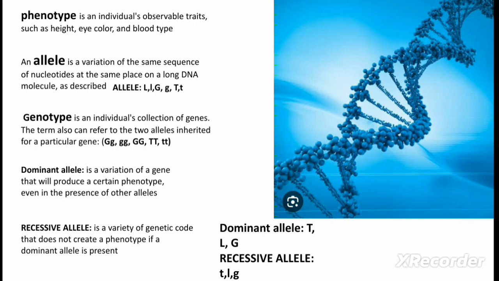The two alleles: we have a dominant allele and we have a recessive allele. A dominant allele is a variation of a gene that will produce a certain phenotype even in the presence of other alleles. So in simple terms, a dominant allele is just these capital letters. These alleles that are capital letters, those are dominant alleles, but we'll explain further. A recessive allele is a variety of gene code that does not create a phenotype if a dominant allele is present. That's also for your biological term, but recessive alleles are just these small letters, right?